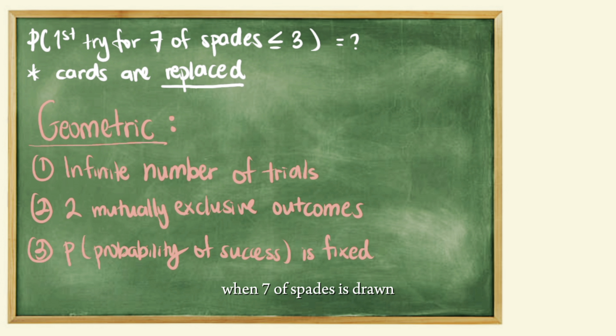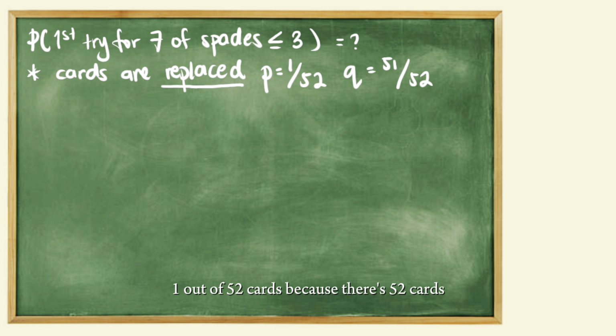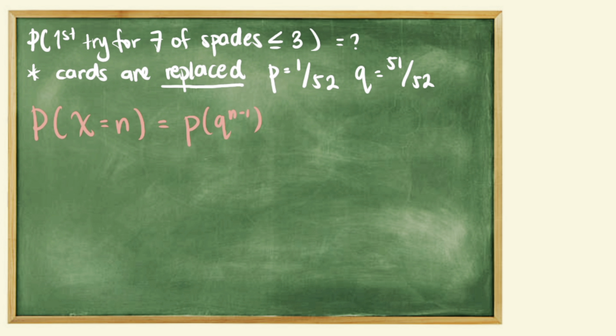Alright, to identify the provided information here, we see that the success would be accounted for when the 7 of spades is drawn, where the probability of the 7 of spades being drawn would be 1 out of 52 cards, because there's 52 cards and the 7 of spades is only 1 card, and the failure probability is the other 51 cards, so it becomes 51 out of 52 as its probability.